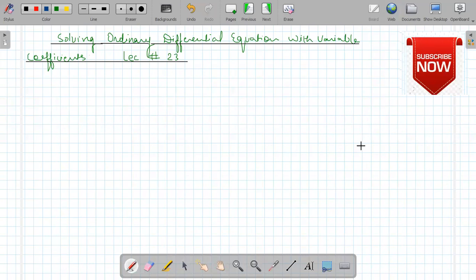Today in this video lecture, I will tell you the second application of Laplace transform in solving ordinary differential equations with variable coefficients. So let's quickly take one example to understand the concept. The given differential equation is y''(t) + t y'(t) - y(t) = 0. Here the coefficients are variable, not constant. The constant case I have discussed in my previous video. You can go to lecture number 22 for that.